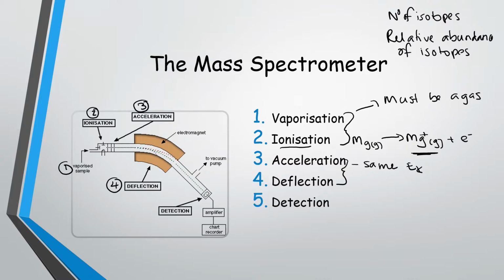At this point here, deflection. The ions are deflected by a magnetic field. So the lighter the ion, you get more deflection. And the more positive the ion, you get more deflection. The last step is detection, and that occurs here. And the beam of ions is detected electrically.